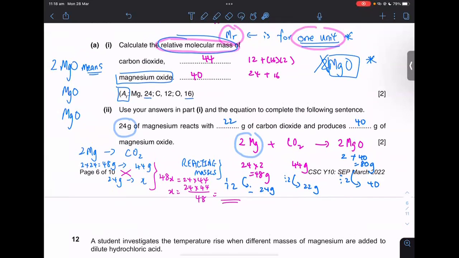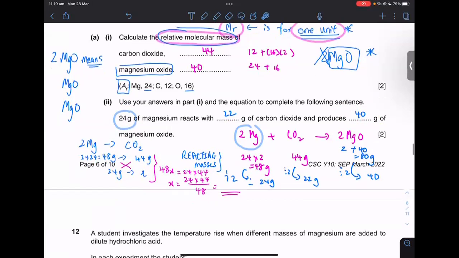So 24 is for 1 magnesium, and there are 2 of them. So that's 48 grams. This is now masses. This is Mr for 1 unit. This is depending on the equations because we are going to do ratio. So 2 times 24 for the magnesium, 1 times 44 for the 1 carbon dioxide. The question asks you 24 grams, not 48 grams. So this is X. You can see this is half. So this is half. It becomes 22 grams if you do the math correctly. Same thing for that. If you do the math correctly, you get 40 grams of magnesium oxide because 2 MgO.